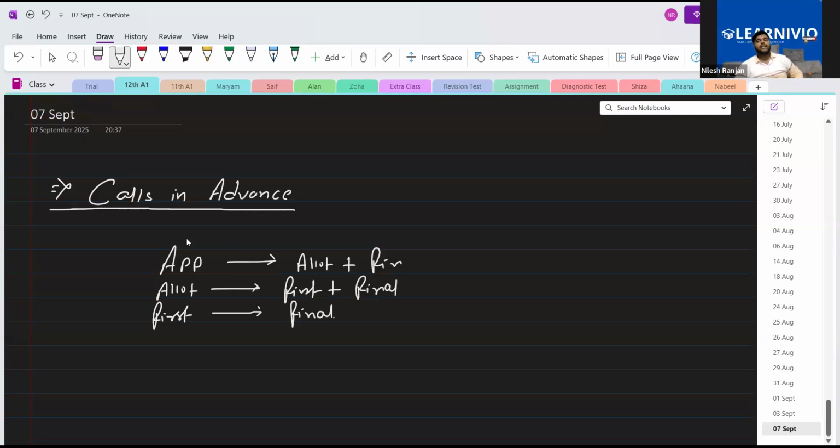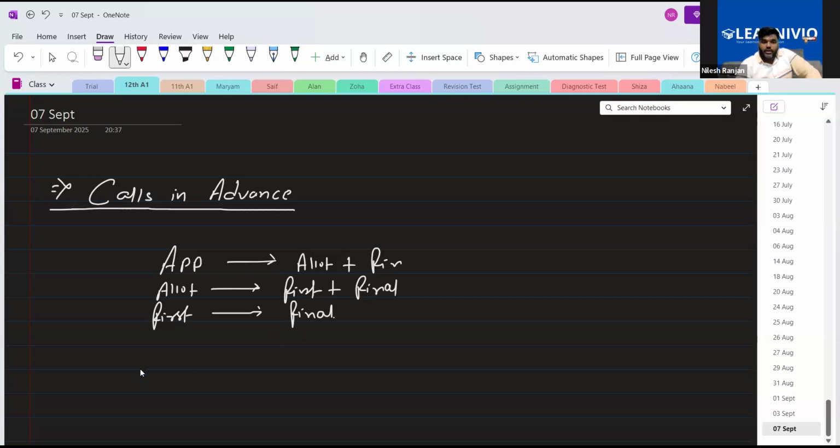Okay. Now, calls in advance is a liability for the company, you can say, for the time being, because until it is asked by the company, until it is due, it is a liability. So when a company will ask these calls, then it will be adjusted through these due amounts. But until then, it is a liability. So on application, allotment, first call, final call can be paid. On allotment, first and final call can be paid. And on first call, final call can be paid.